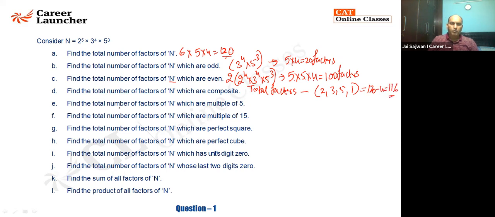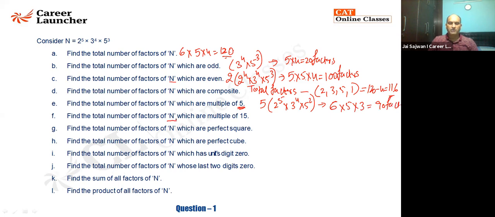Fine. Find the total number of factors of n which are multiples of 5. I want it to be a multiple of 5. I'll take 5 common. So 2 to the power 5, 3 to the power 4, and 5 square will be there. So the factors which are multiples of 5 will be coming out to be 6 into 5 into 3. That comes out to be 90 factors which are multiples of 5.